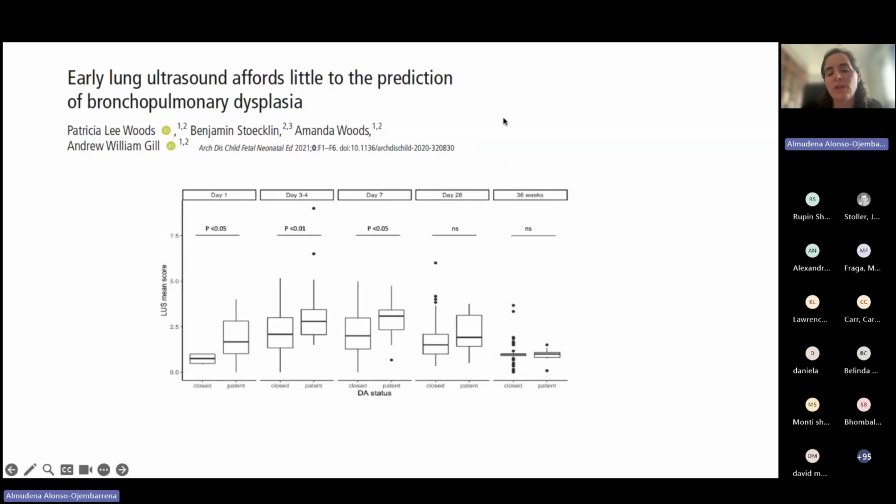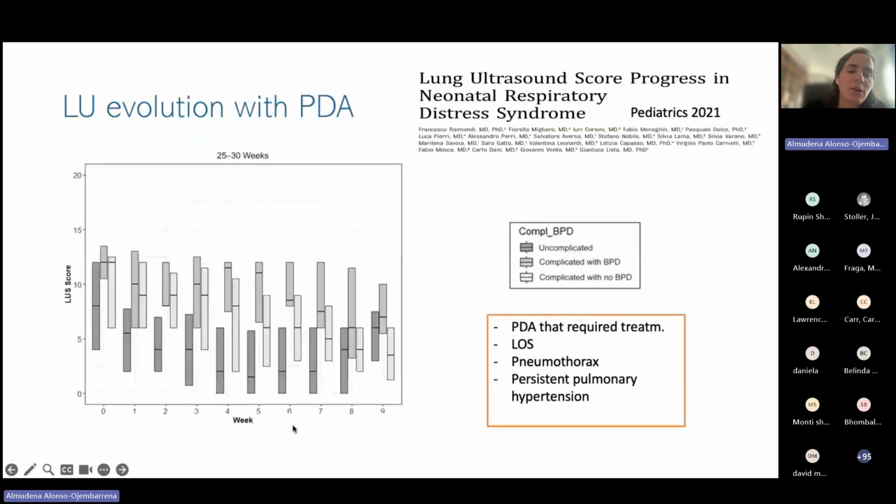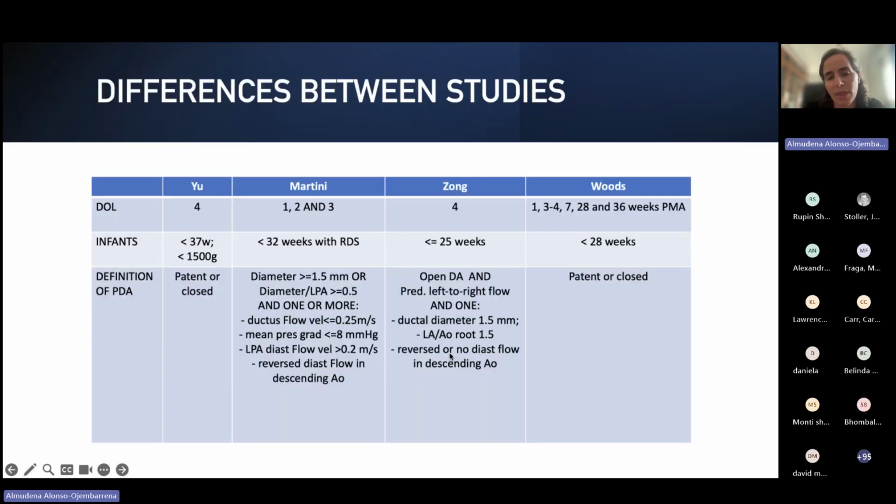Some others also included data on the lung ultrasound score in supplementary material, or used it for other purposes, in patients with closed PDA, or patients with different complications like bronchopulmonary dysplasia, or PDA that requires treatment, showing different progression in those with different comorbidities. You may see here a decrease in lung ultrasound score after about 1 month.